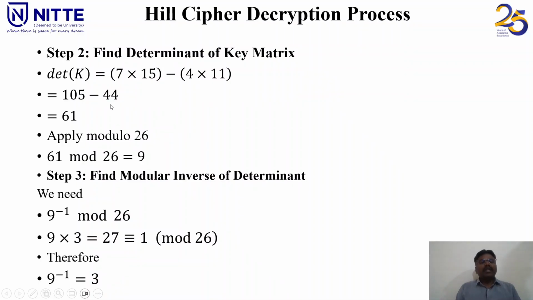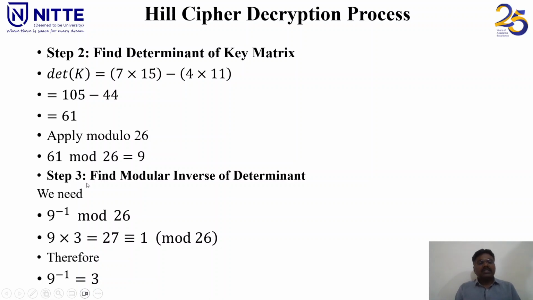Now before actually finding the key matrix inverse, K inverse is nothing but 1 over determinant of K into adjoint of K. So I will find the determinant of K. 7 cross 15 minus 4 cross 11. So 105 minus 44, 61 is the answer I'm going to get. Again, this number is greater than 26, so I'm going to apply modulus 26. So I'm going to get 9.